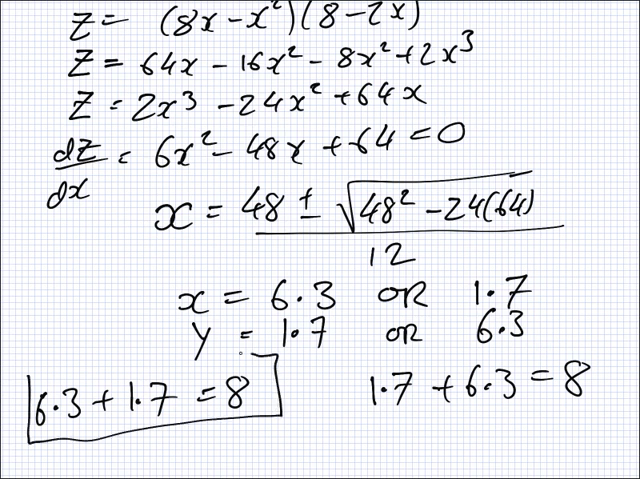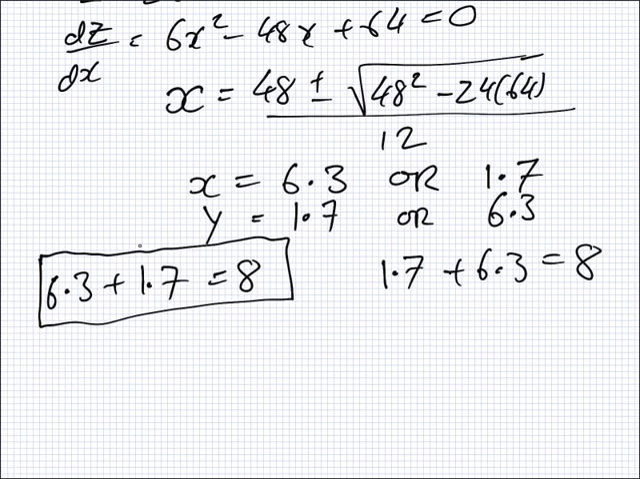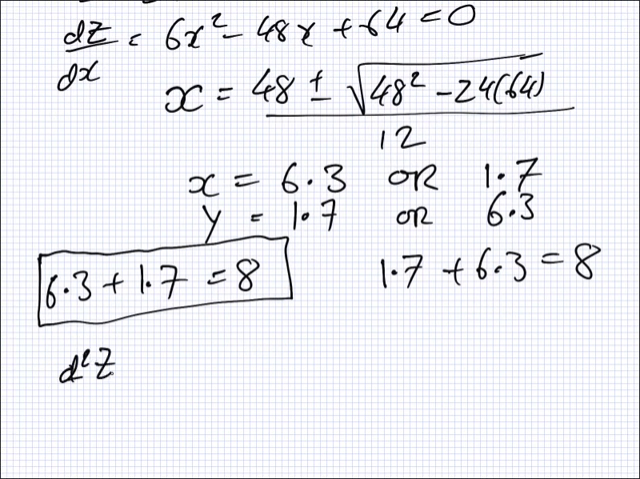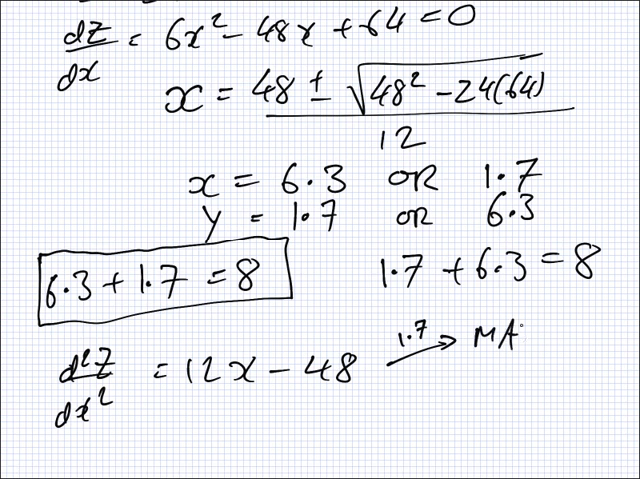So, this apparently is the way you can express 8 as the sum of two numbers so that the multiplication of their product and difference is a maximum. Do we need to check if it's a maximum? Well, let's do a quick check that it's a maximum and not a minimum. So the second derivative is 12x minus 48. If you sub in 1.7, you get definitely negative, which makes it a max. But if you sub in 6.3, you get a minimum.